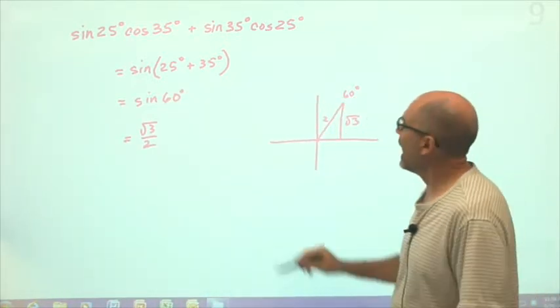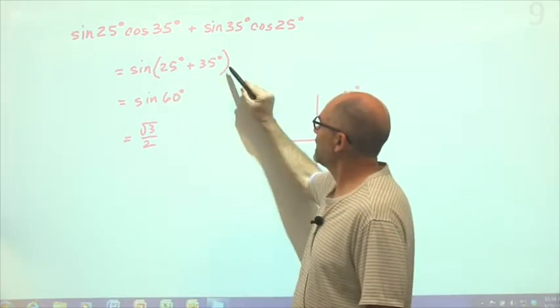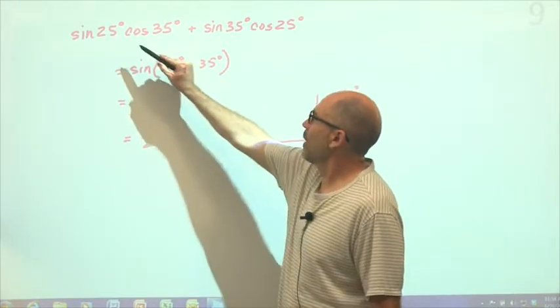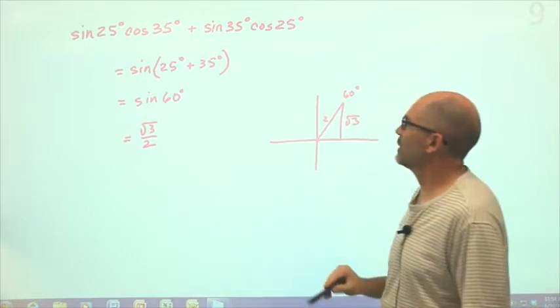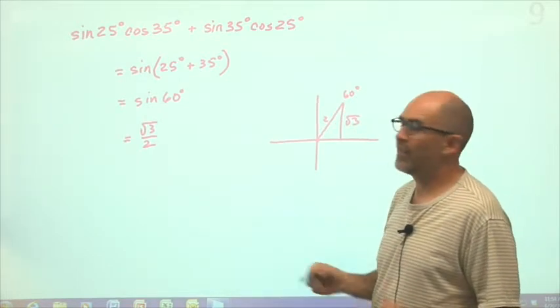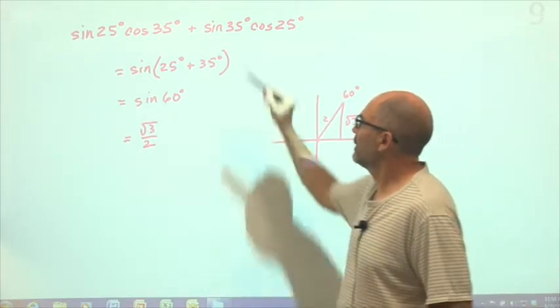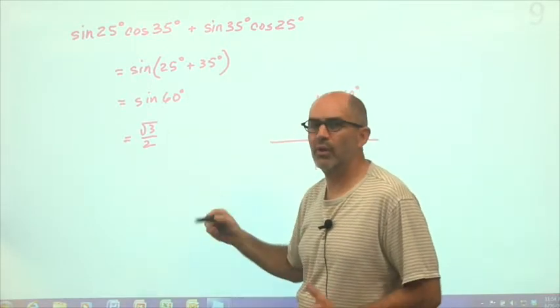And notice if we hadn't known this identity here, there's no way we know what sine of 25 is and cosine of 35 is without a calculator. So this is a way of knowing how to do it with no calculator.